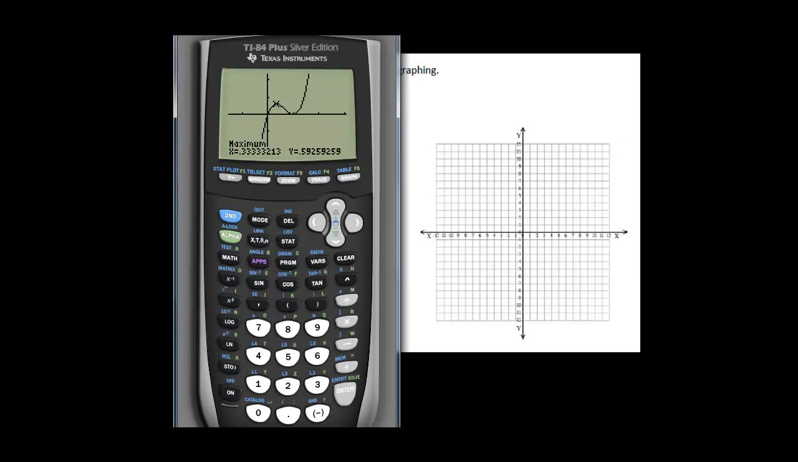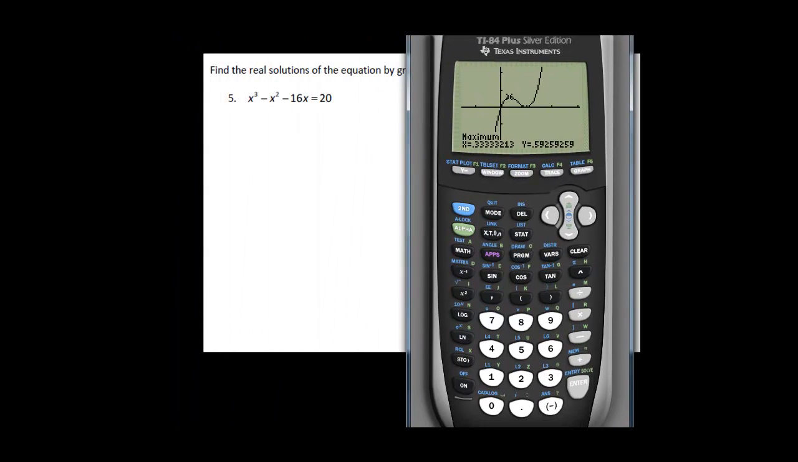All right, we have another graphing problem. Let's get the window back here. Let's clear this one out and then type in x cubed minus x squared minus 16x, and then we're going to move the 20 over, so minus 20. Let's get an idea of what it looks like. Alright, well it looks like it bounces off here like around negative 2.